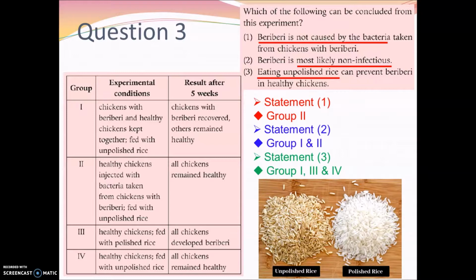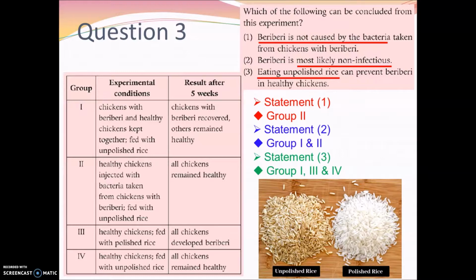Just a friendly reminder about the rice, unpolished rice and polished rice. Unpolished rice means the seed coat is not yet removed. For the polished rice, the seed coat is removed, so that's why they are white in color. And one more important thing is that the seed coat of the unpolished rice actually contains the vitamin B complex, which is very important for us to prevent beriberi.